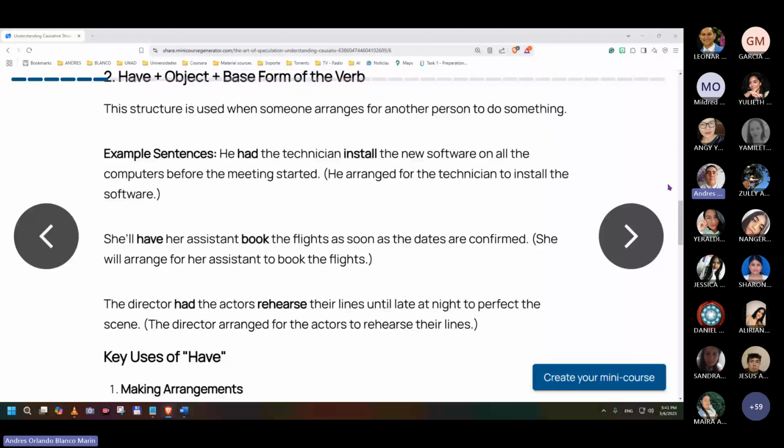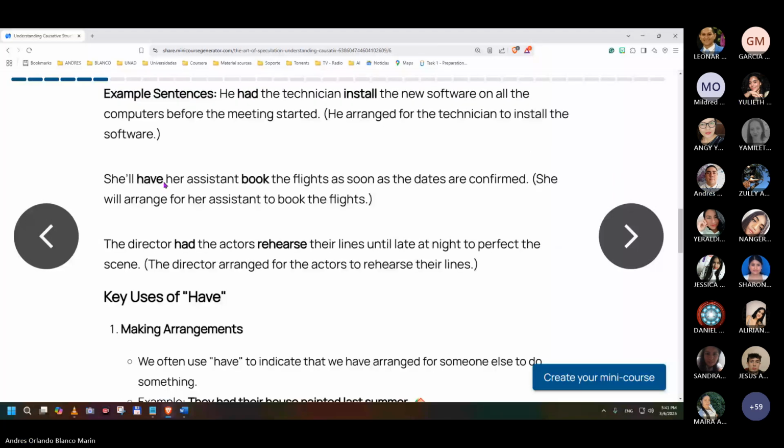So here I have a couple of more complex sentences with more context. He had the technician install the new software on all the computers before the meeting started. He had the technicians install the new software on all the computers before the meeting started. So he, a man, arranged for the technician to install software.